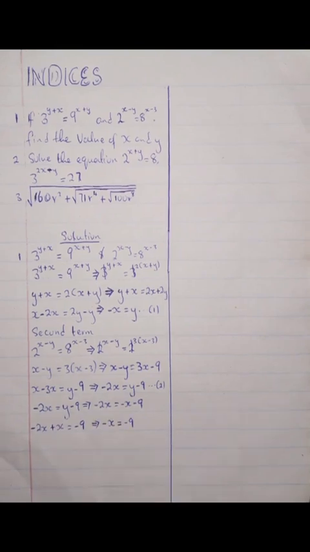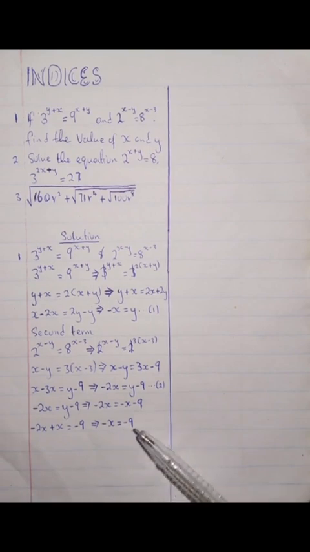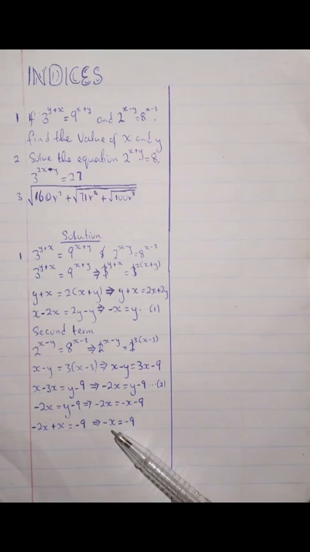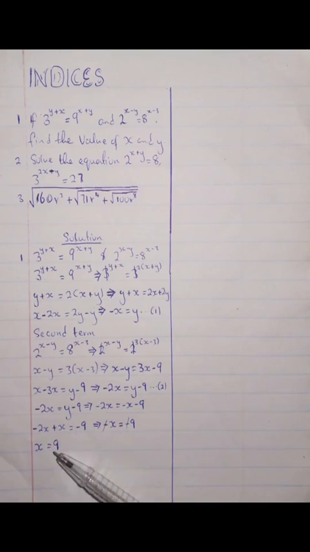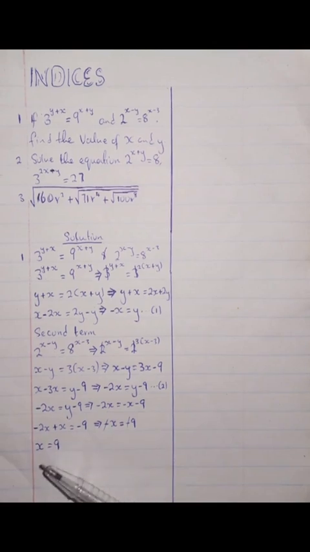Now there is a negative sign here and a negative sign here, so we cancel the negative sign and we have x as 9, so x equals 9. So now we found the value of x. Recall the question says find the value of x and y. Next thing is to find the value of y.